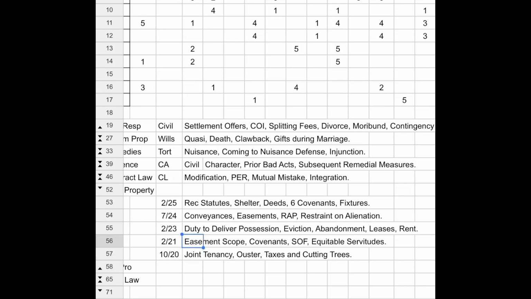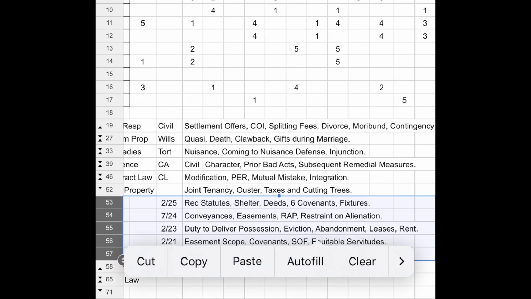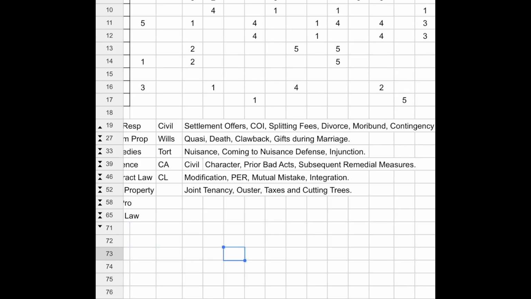So I think if property comes up in February, I want you to pay attention to not probably this joint tenancy thing, duty to deliver. I'd watch out for this one too, February 2023. The whole easements thing was done in February 21 and 7/24, so I wouldn't worry about that anymore. But okay, so let's hide these. And then let's get on to Civ Pro.